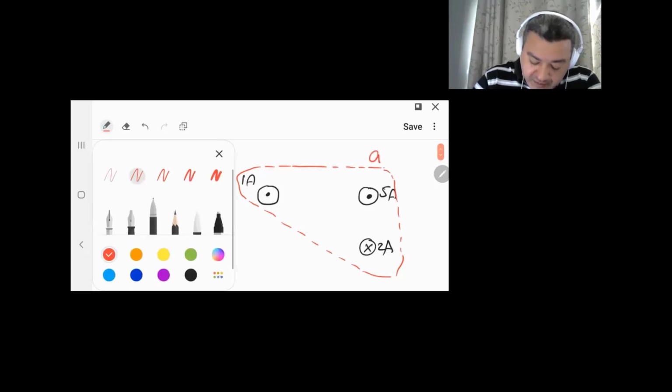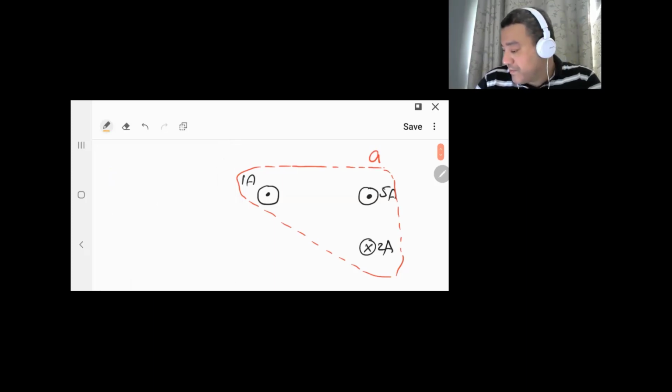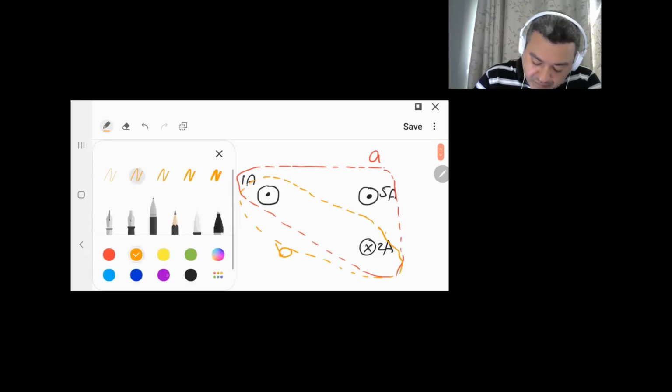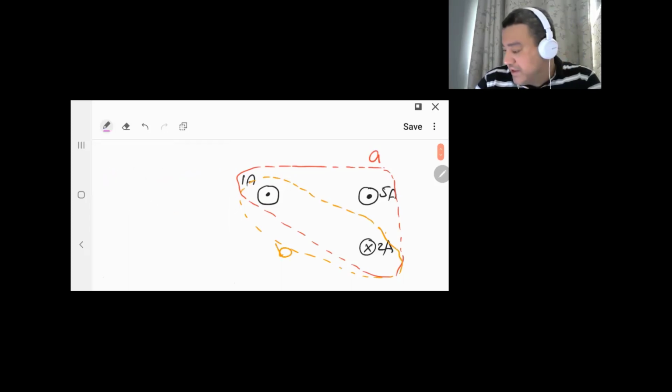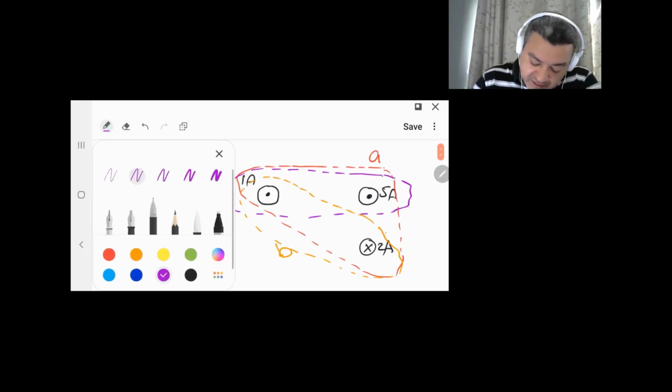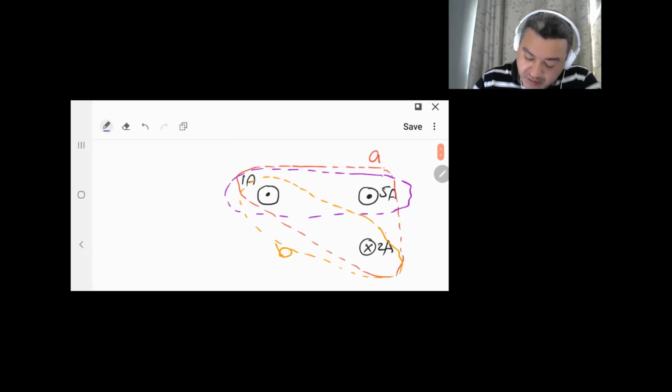then I took a different color for B, which is this. Then C between 1 and 5, and lastly D between the 5 and 2.